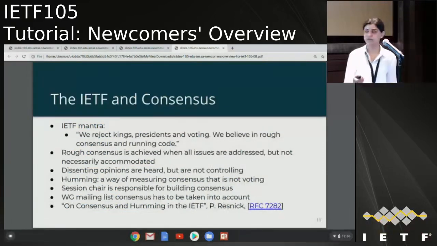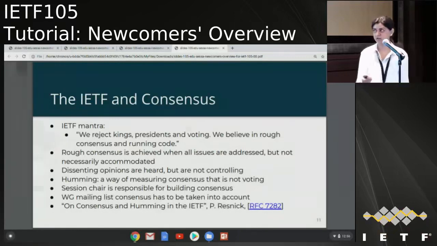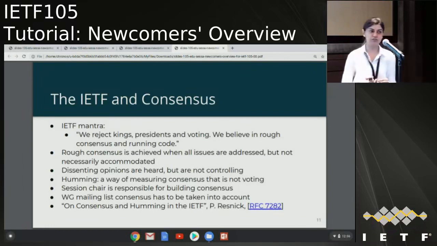Okay, so the IETF and consensus. This is a very unique feature here at IETF. As I said, IETF does not believe in a majority rule philosophy. So the IETF mantra: we reject kings, precedents, and voting. We believe in rough consensus and running code. So how do we achieve rough consensus?